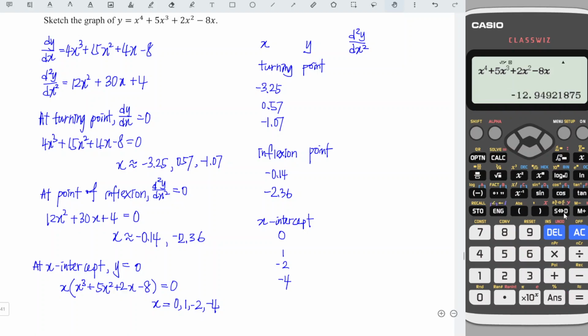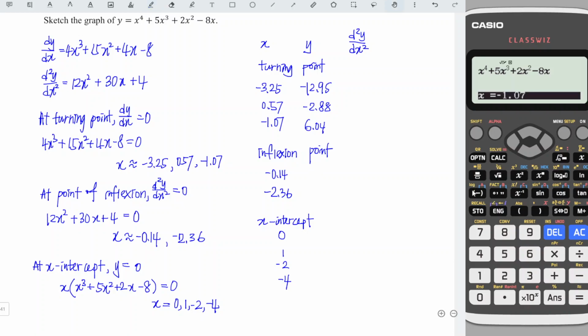Also, we take 2 decimal points since we just want to sketch. High accuracy is not necessary. So we have negative 12.95. And the next one, again, calculate 0.57. So we have negative 2.88. And we calculate again for negative 1.07. We have 6.04. And next, calculate again.